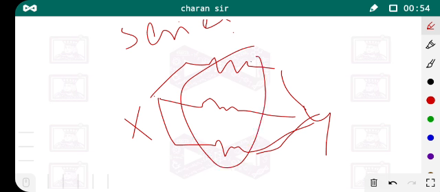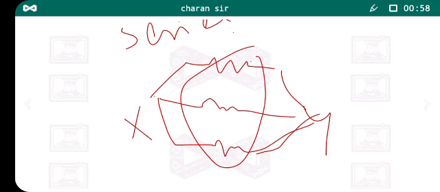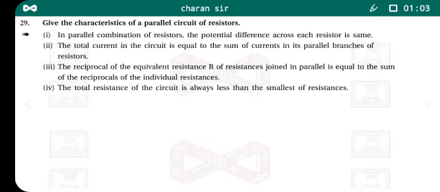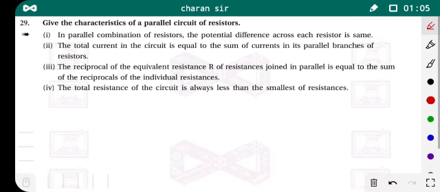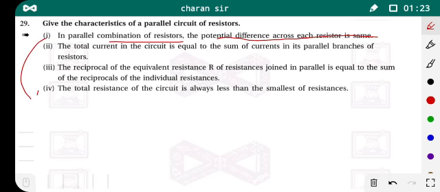So parallel connection has its own characteristics, similar to those of series connection. We discuss them one by one by performing an activity that is not given here. The first characteristic is that in a parallel combination of resistors, the potential difference across each resistor is the same. We will explain this in detail. First of all, we read all these characteristics.